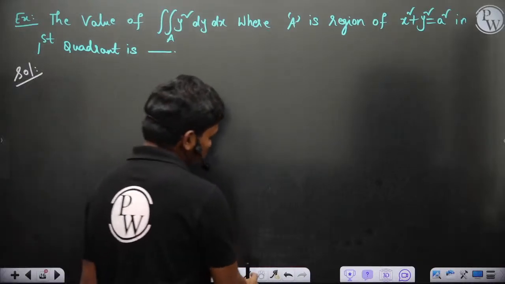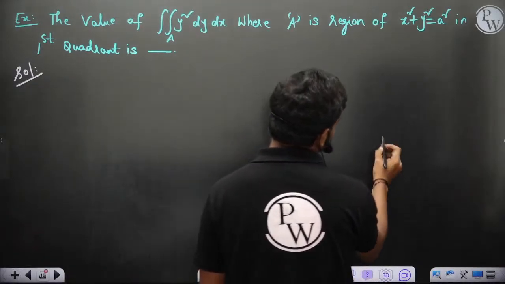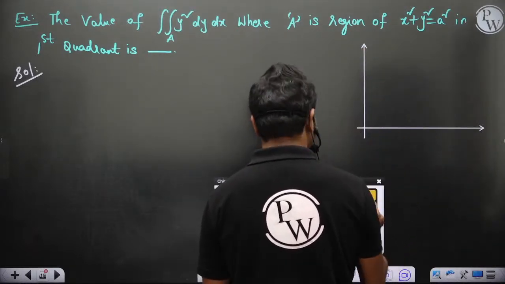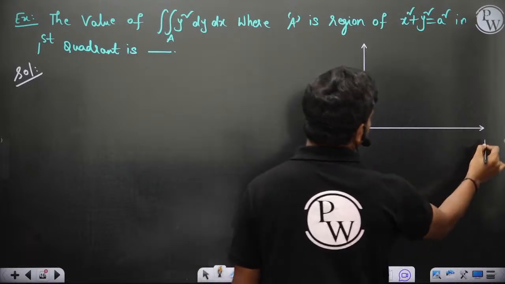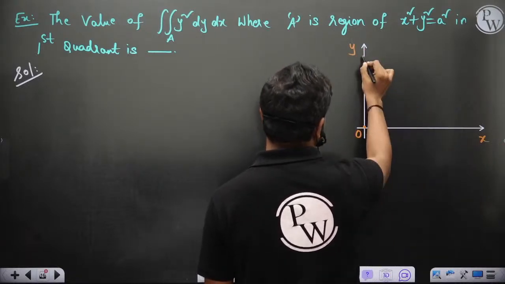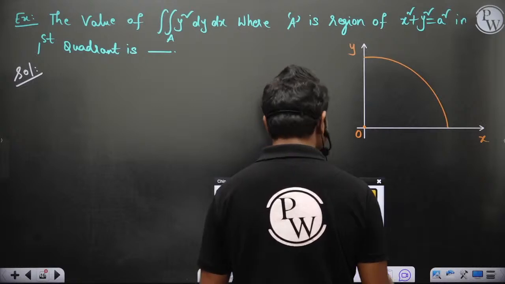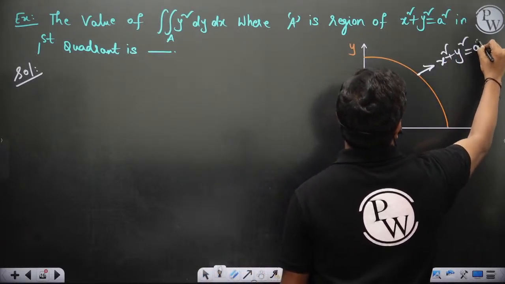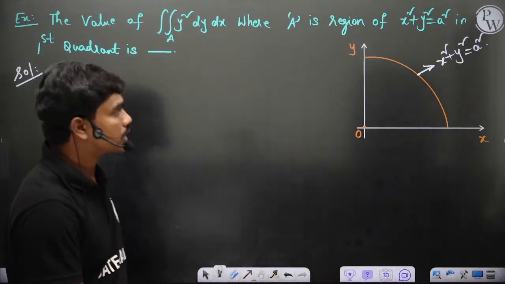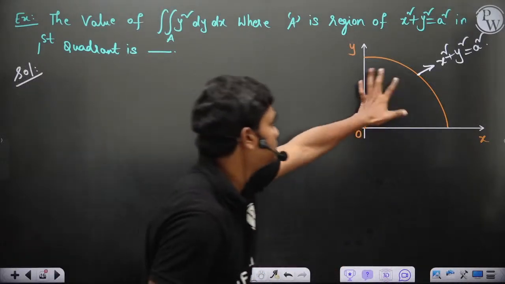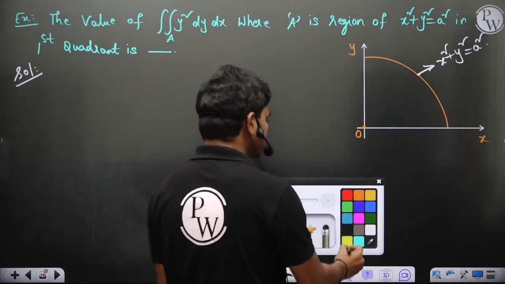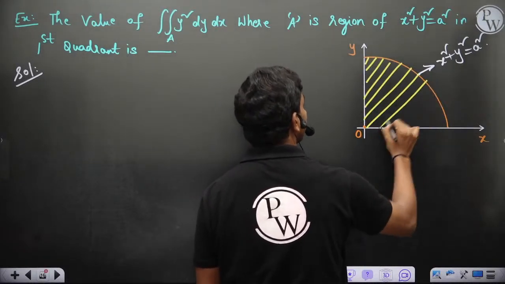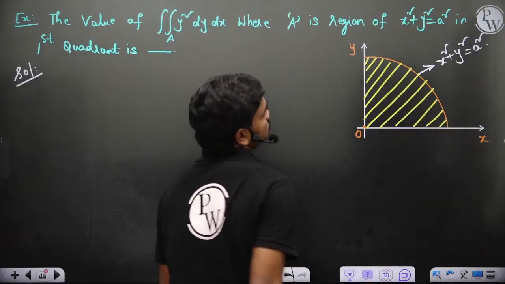Solution. Let's plot the function x square plus y square equal to a square in the first quadrant. Origin, x and y, of course, and you have the curve x square plus y square equal to a square. This is the region that you have, the complete region. I'm hatching it so that you can observe something.